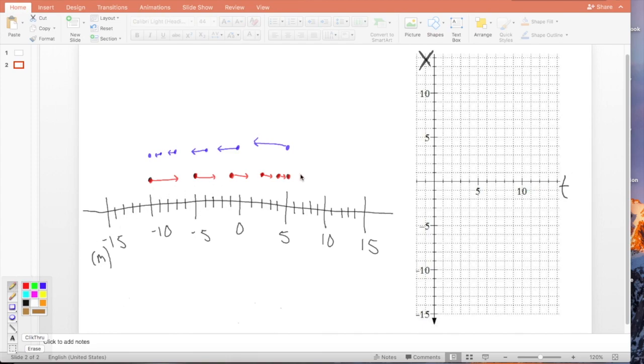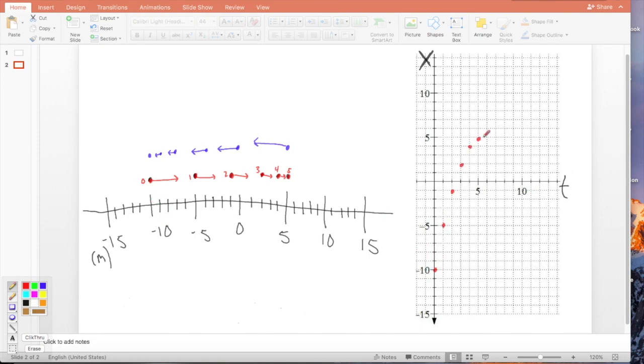So I have two objects here. We're going to look at them one at a time. Let's start with the red object. Just like last time, we're going to start graphing this. This is time 0. This is time 1, time 2, time 3, time 4, and time 5. You remember the time is graphed on the x-axis. The position, which we represent with an x, is graphed on the y-axis. So at time 0, this object is at -10.